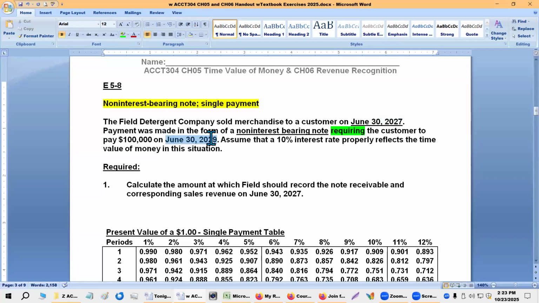Okay, and so they're going to pay it on June 30th, 2029. I'm going to make a note. That's 2 years. So this is a 2-year note, and it's at 10% interest.